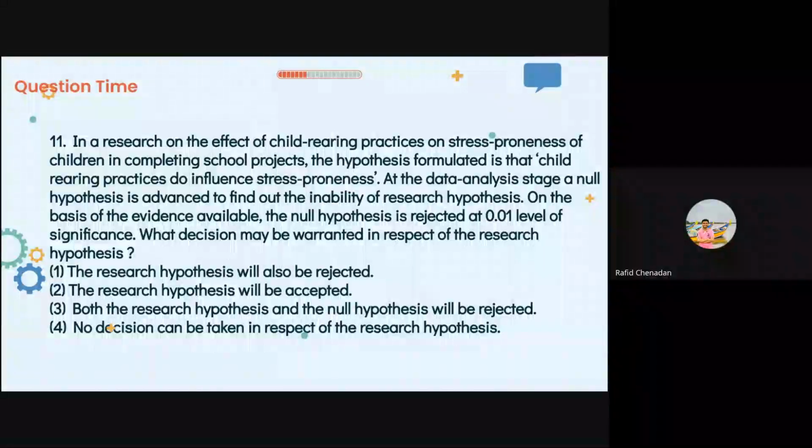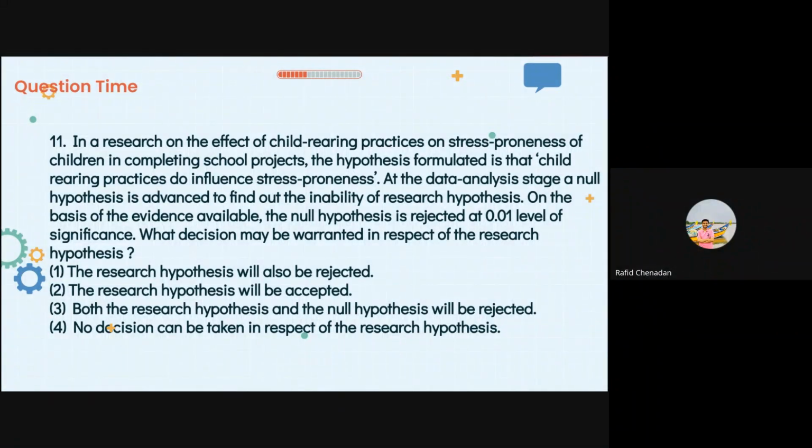So the hypothesis here was that child rearing practices influence stress proneness. Okay, so among mothers, the child rearing practices influence the stress of mothers. And then there is a data analysis which analyzed multiple mothers and children. A null hypothesis is advanced to find out the inability of a research hypothesis. So a null hypothesis is something that goes against the alternative hypothesis.